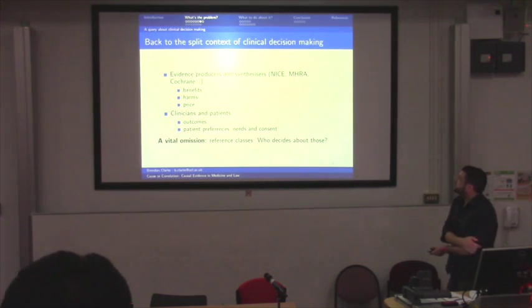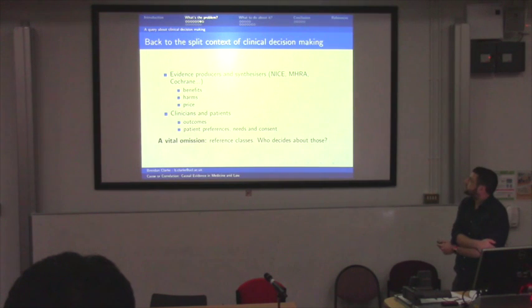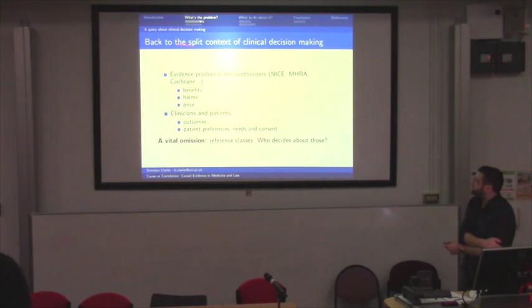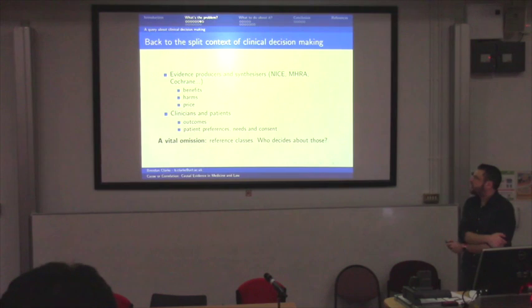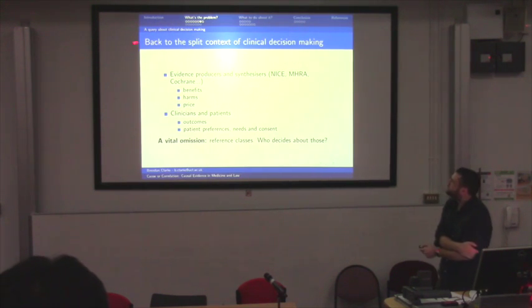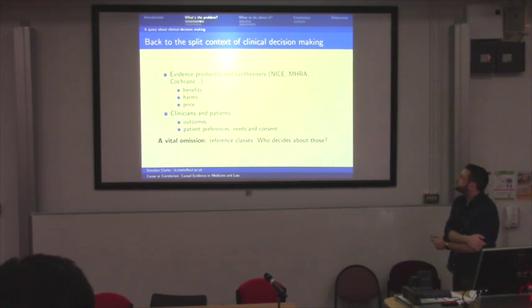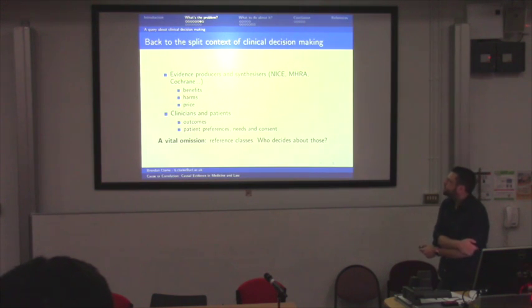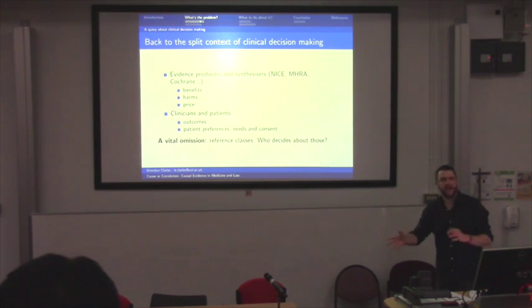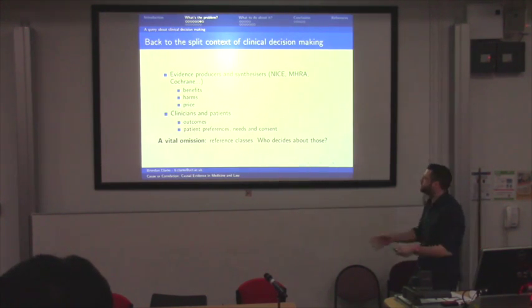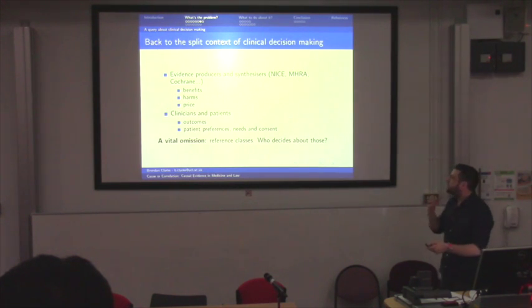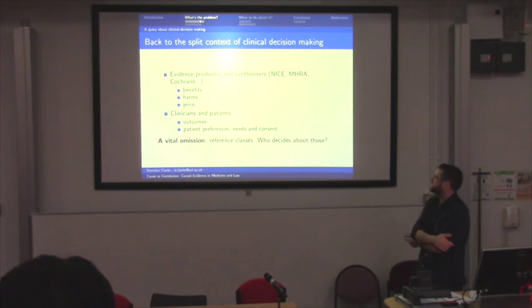So back to the context of our clinical decision-making. We're beginning to build this still fairly schematic model of how these decisions come about. We typically have some of the big health bodies who produce evidence about benefits, harms, and pricing. And then we have the clinician side, what might happen at the bedside or in the GP surgery, where a clinician will use that evidence and negotiate in some way with the patient to make a clinical decision.